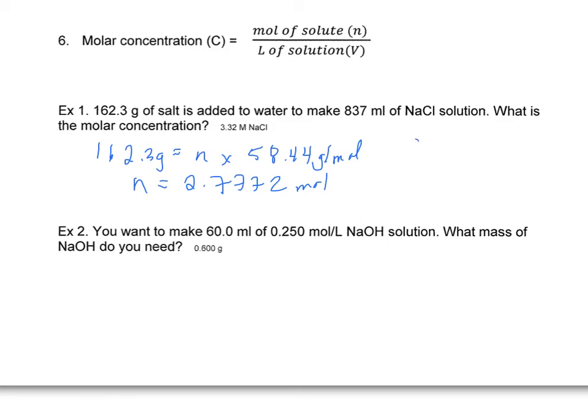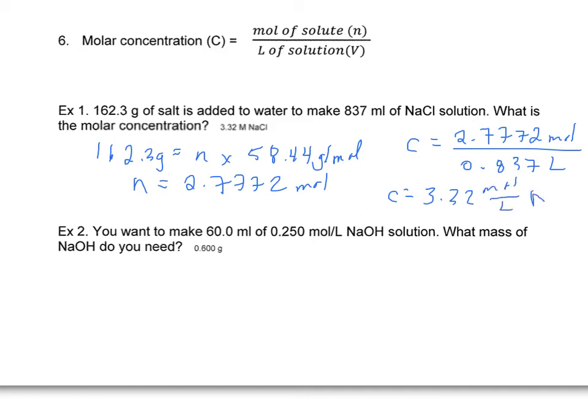In order to find the molar concentration, I take the moles and divide by the volume of the solution in liters. Now there's 1,000 mL in a liter, so I'm going to divide by 0.837. This gives me a concentration of 3.32 moles per liter of NaCl when I take my sig digs into consideration.